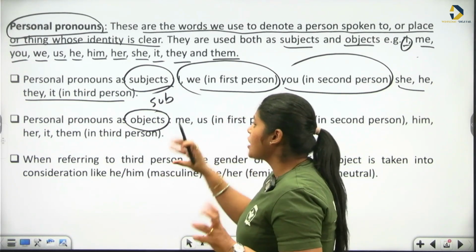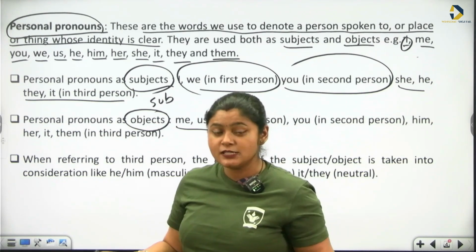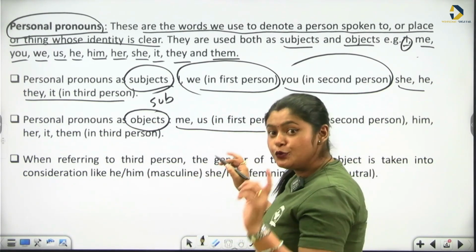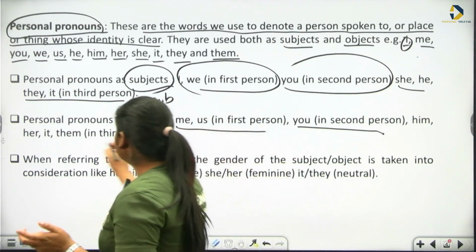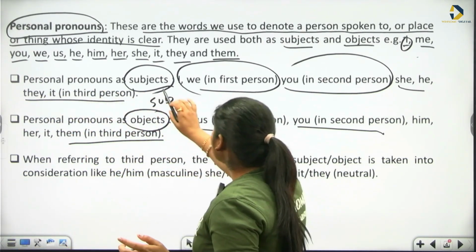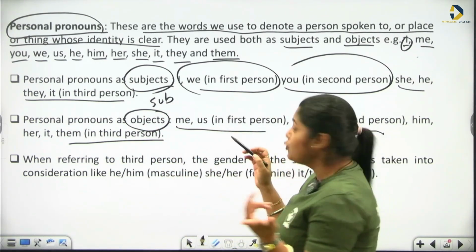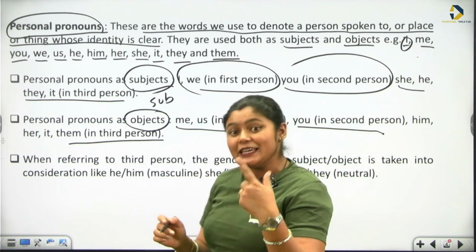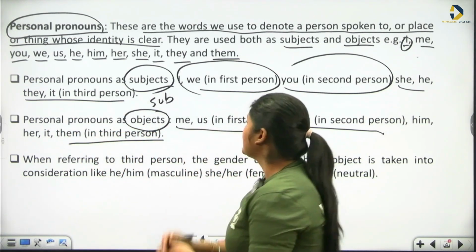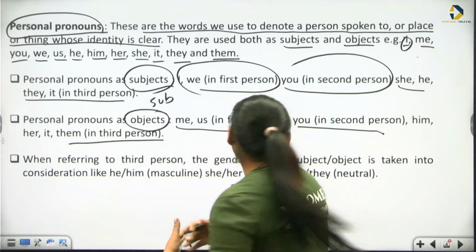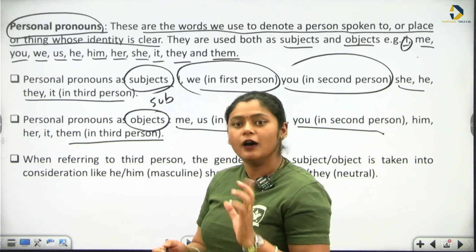Now, personal pronoun as object. When a personal pronoun comes as an object, me, us in first person. Me, या फिर us, okay, that is a first person. Now you in the second person, and him, her, it, them, ये सब in a third person. So when personal pronouns come as a subject, I, we in first person, second person में you हो गया, third person में she, he, they and it. Okay, when it comes to personal pronoun as object क्या हुआ? In first person me and us. When it comes to second person it is you, and when it comes to third person him, her, it and them.